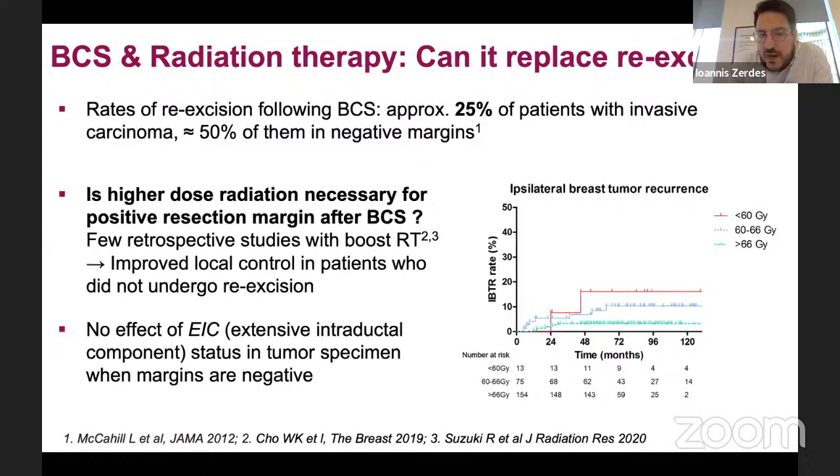A remark here would be that the positive resection margins meant that there was less than 1 micrometer, or focally positive margins, and the tumor exposed at the margins. Of course, other indicators of the surgical status, such as extensive intraductal component in a tumor specimen, have no effect when margins are negative.